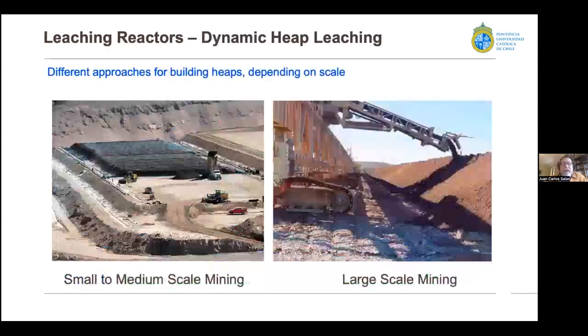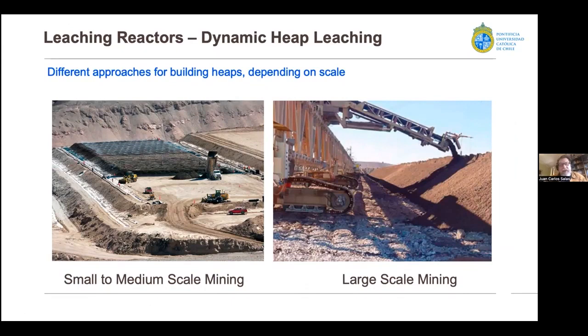In terms of reactors, the most broadly used is heap leaching, in which ore that has previously been prepared by crushing and agglomeration, for example, is irrigated from the top of the heap with the leaching solution, which is refined, and the pregnant solution is collected at the bottom. There are two options in heap leaching, dynamic or permanent.